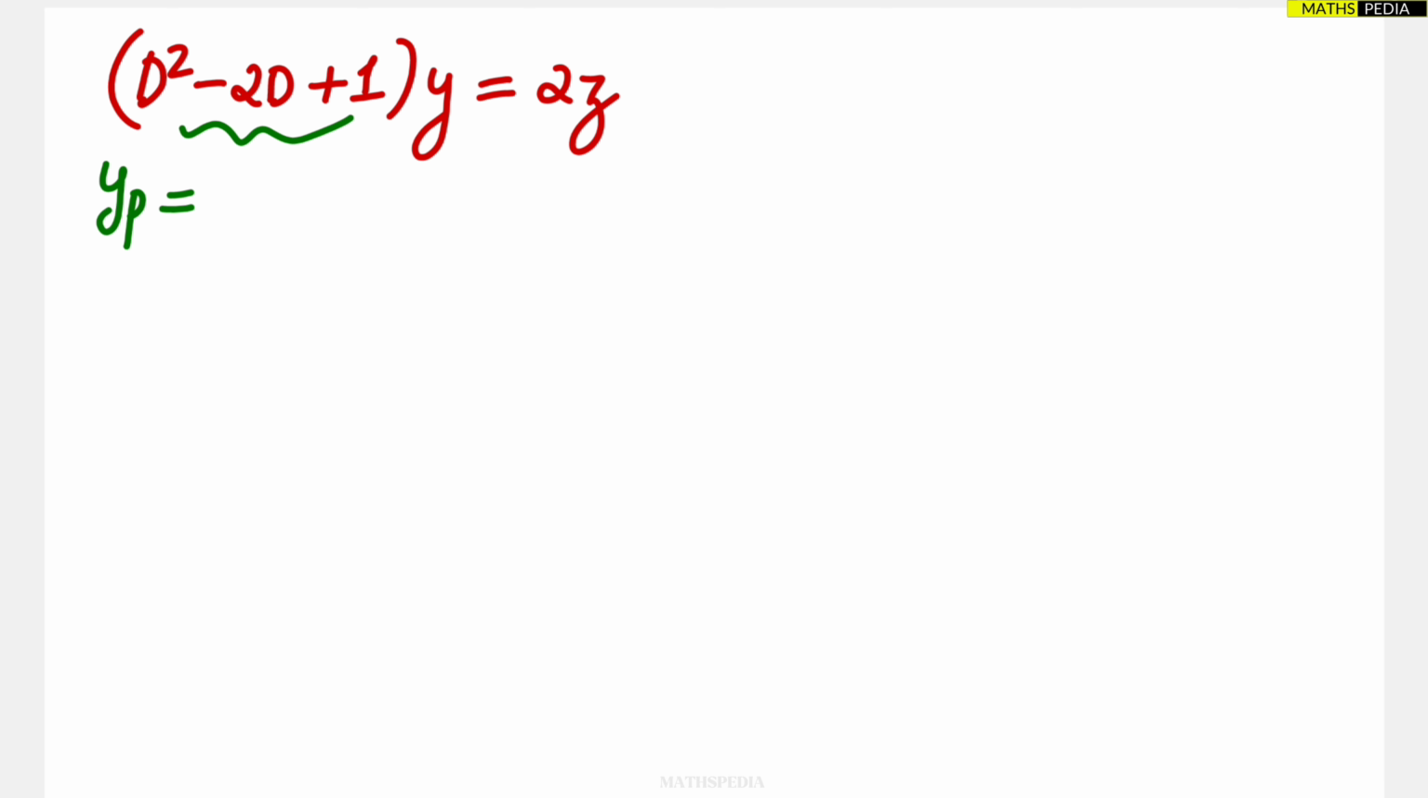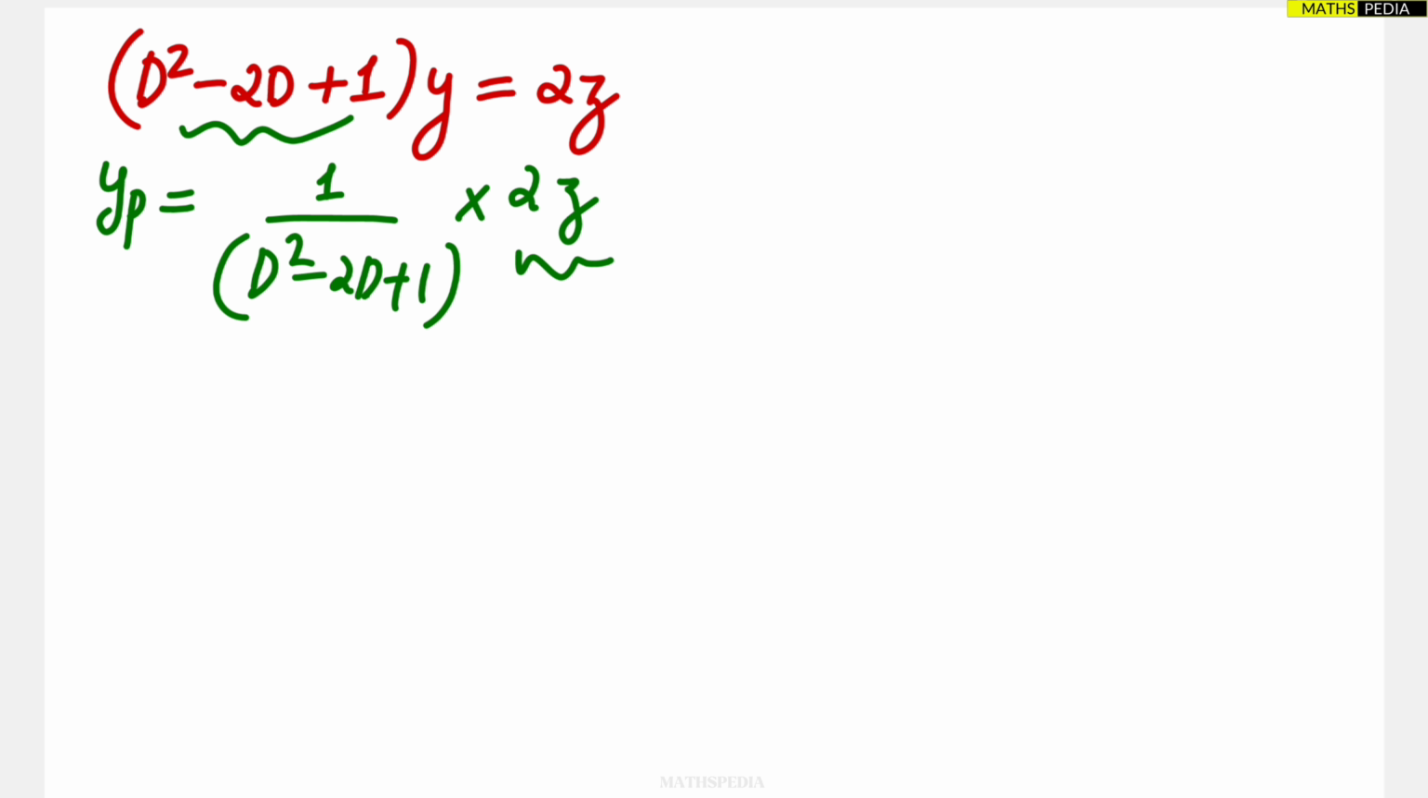Whatever is inside the bracket, 1 by whatever is there inside the bracket, D square minus 2D plus 1, you have to multiply with the RHS side, whatever is there, that is 2z. Okay, so this is the form we are going to consider. This is of the form what?